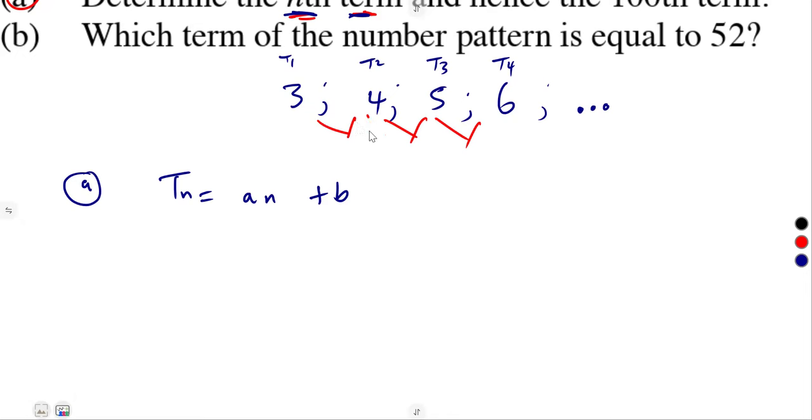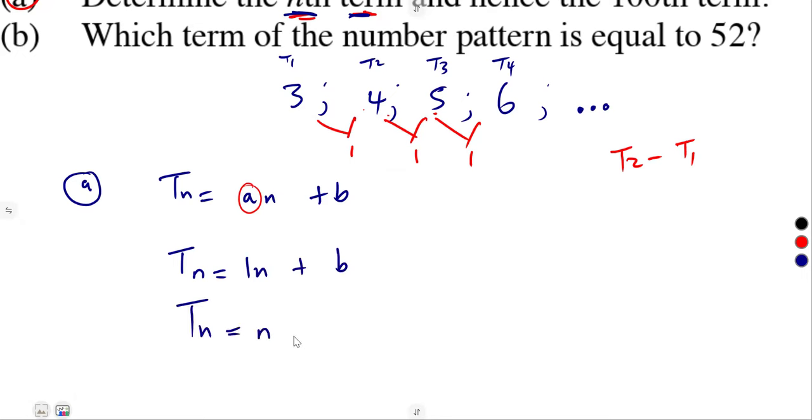What is the difference? 4 minus 3, that's T2 minus T1. 4 minus 3, which is 1. 5 minus 4, which is 1. As we can see, there is a difference of 1. That common difference is the one representing our A. So it will be easier now because we're just going to have Tn is equal to 1n plus B, of which 1n is just n. So we've got 1 times n, which is n, plus what?